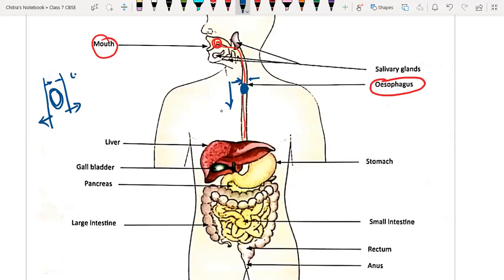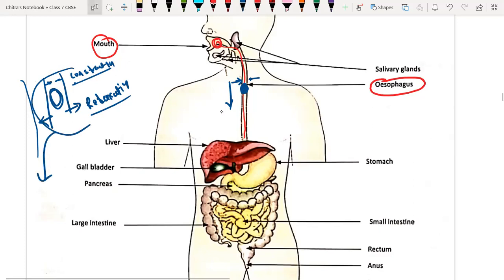So due to contraction here and relaxation here, during the passage of food, the muscles of the esophagus undergo contraction and relaxation, due to which food is pushed from the mouth through the esophagus into the stomach. This movement of food due to contraction and relaxation of muscle is called peristaltic movement.